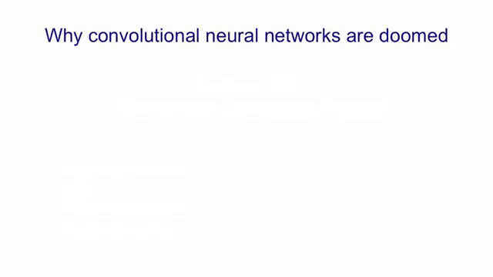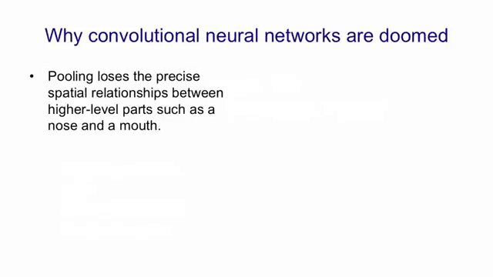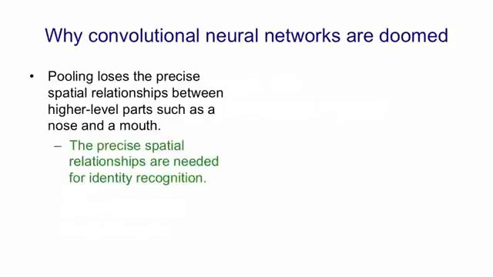convolutional neural networks. Even though convolutional neural networks have worked very well for recognizing objects in images, I think there's something missing. When we pool the activities of a bunch of replicated feature detectors, we lose the precise position of the feature detector that was most active. This means we don't know exactly where things are, and that's fatal for high-level parts, such as a nose and a mouth. In order to recognize whose face it is, you need to use the precise spatial relationships between higher-level parts like noses and mouths.